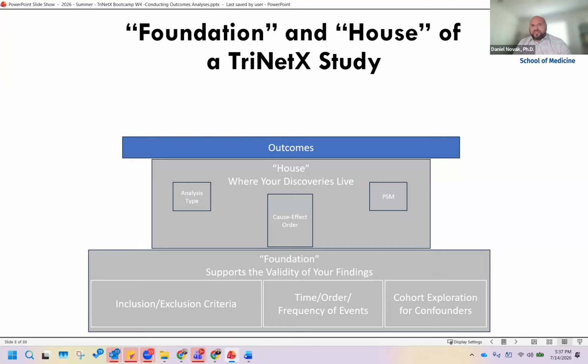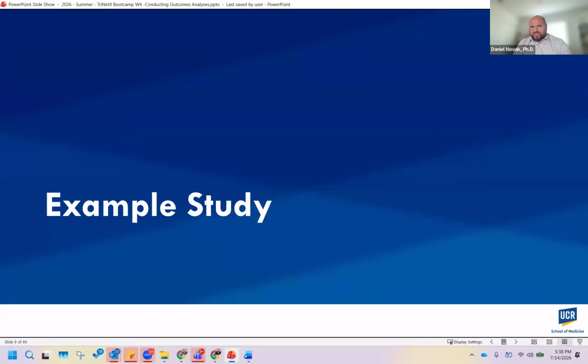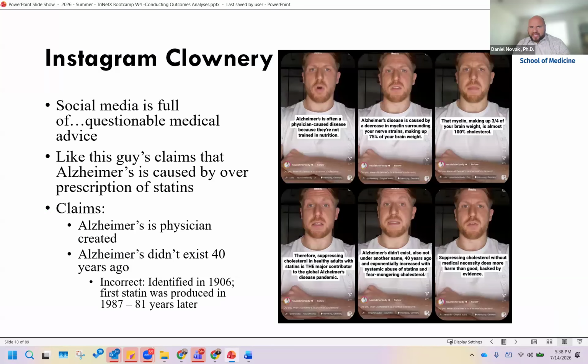And all of that supports your outcomes, right? Having the correct analysis type, cause and effect order being defined properly, and propensity score matching being well done is going to be really important for that.